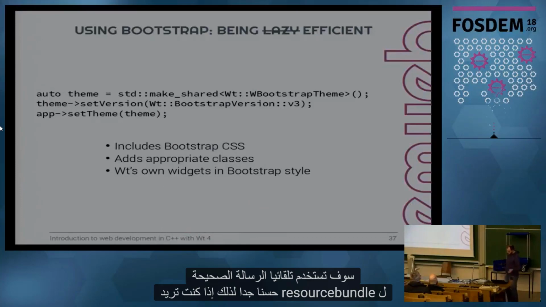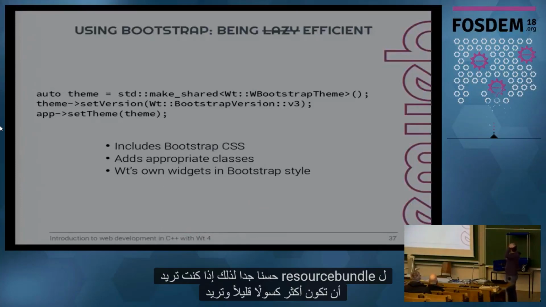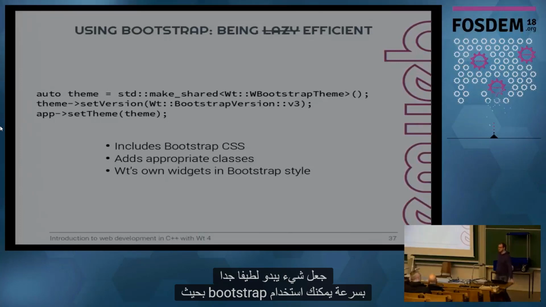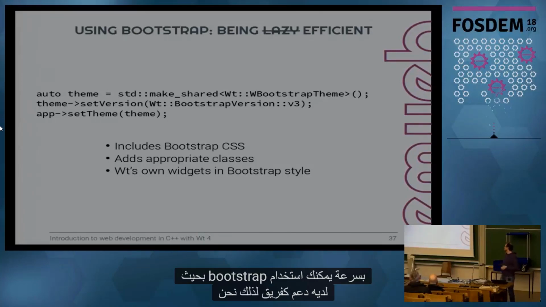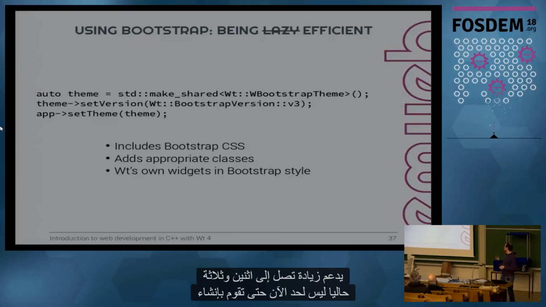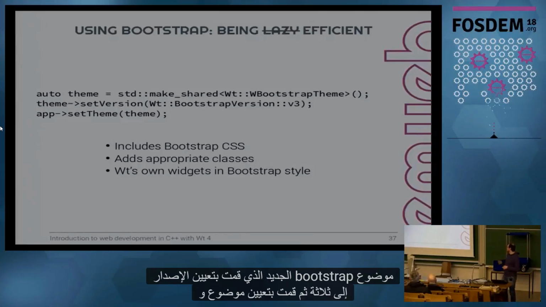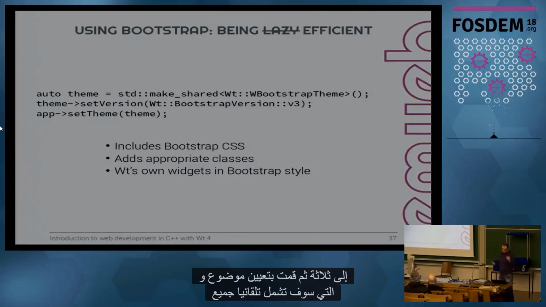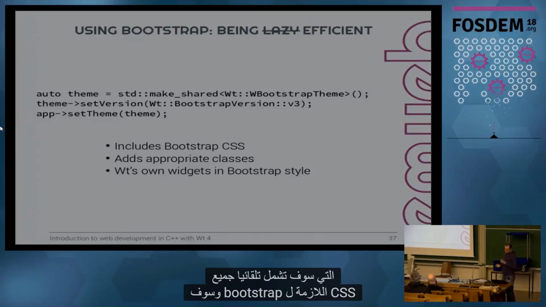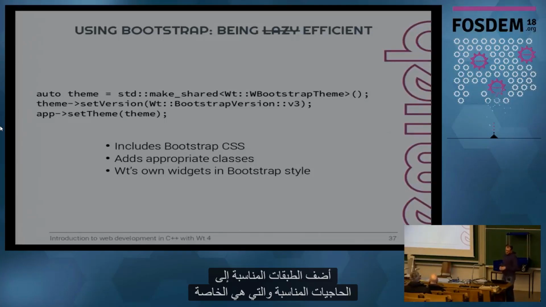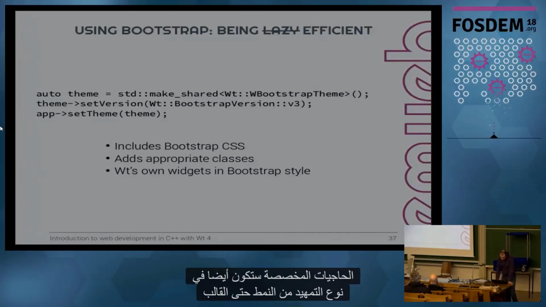Okay, so if you want to be a bit more lazy and you want to make something that looks nice quite quickly, you could use Bootstrap. So Witty has support for theming. We support Bootstrap 2 and 3 currently, not 4 yet. So you create a new Bootstrap theme, you set the version to 3, and then you set the theme, and that will automatically include all of the necessary CSS for Bootstrap, and it will add the appropriate classes to the appropriate widgets. And Witty's own custom widgets will also be in a Bootstrap kind of style.